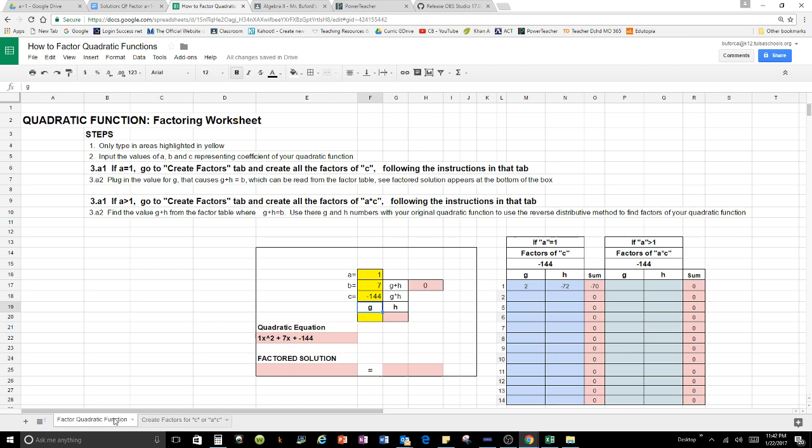Now keep in mind, we want factors that, when you sum them together, the G and H together, will be 7. Right now the two factors are 2 and minus 72. So when you multiply those two together, you do get minus 144, but when you add them together, you get minus 70. So we need to keep going.